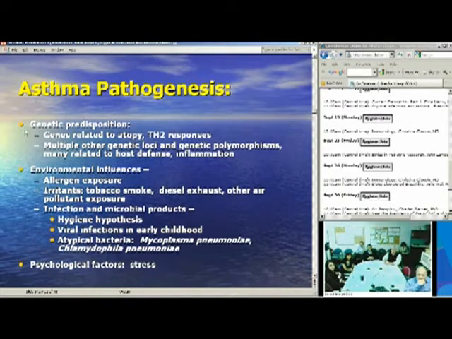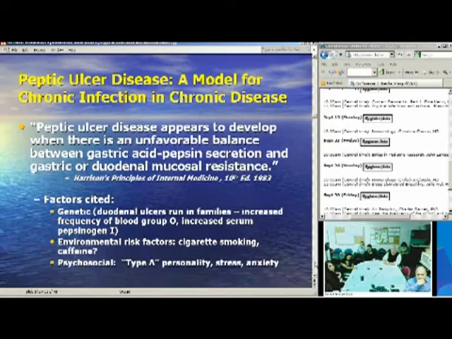So in asthma pathogenesis, we're thinking about genes, environment, and maybe psychological factors, stress. Osler believed that asthma was largely a psychological problem, largely a psychiatric issue. We don't think that today, but clearly stress does play a role in exacerbations.